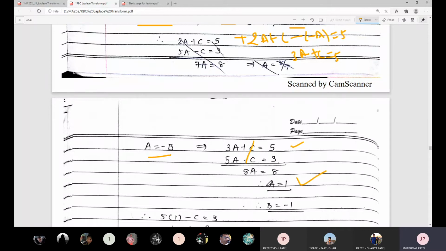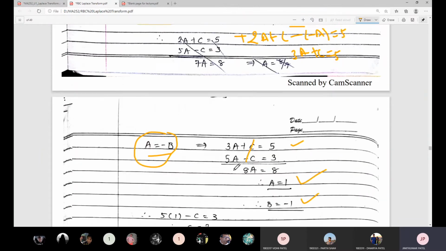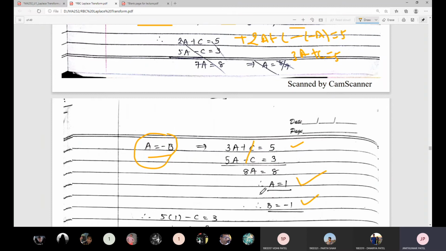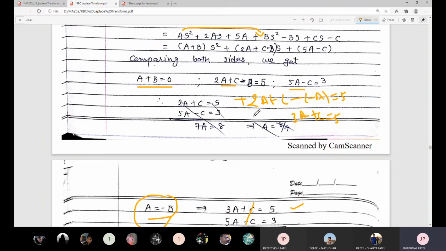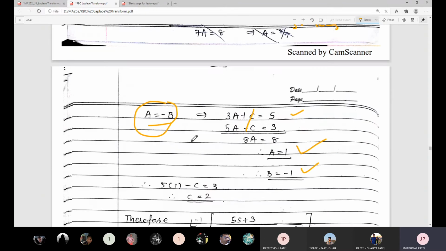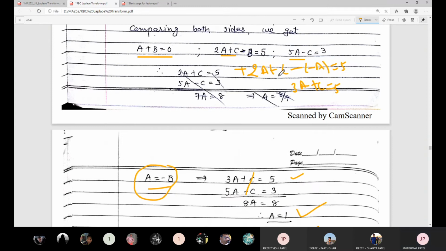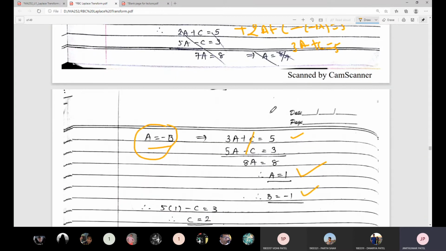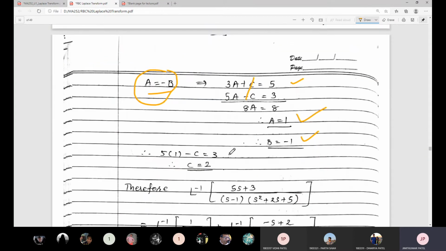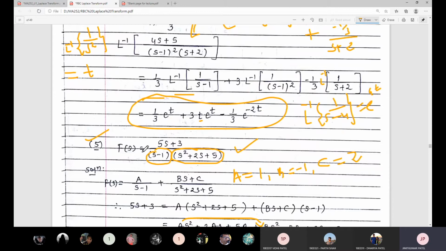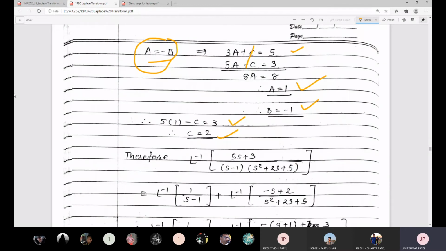Now if you substitute A is equal to 1 in the first equation, A is equal to minus B, we have B is equal to minus 1, and if you use A and B in the second and third, you get C. From the third we have 5 into 1 minus C equal to 3, so C equal to 2. So we have A is equal to 1, B is equal to minus 1 and C is equal to 2. Perfectly right. Okay, everyone, no problem?